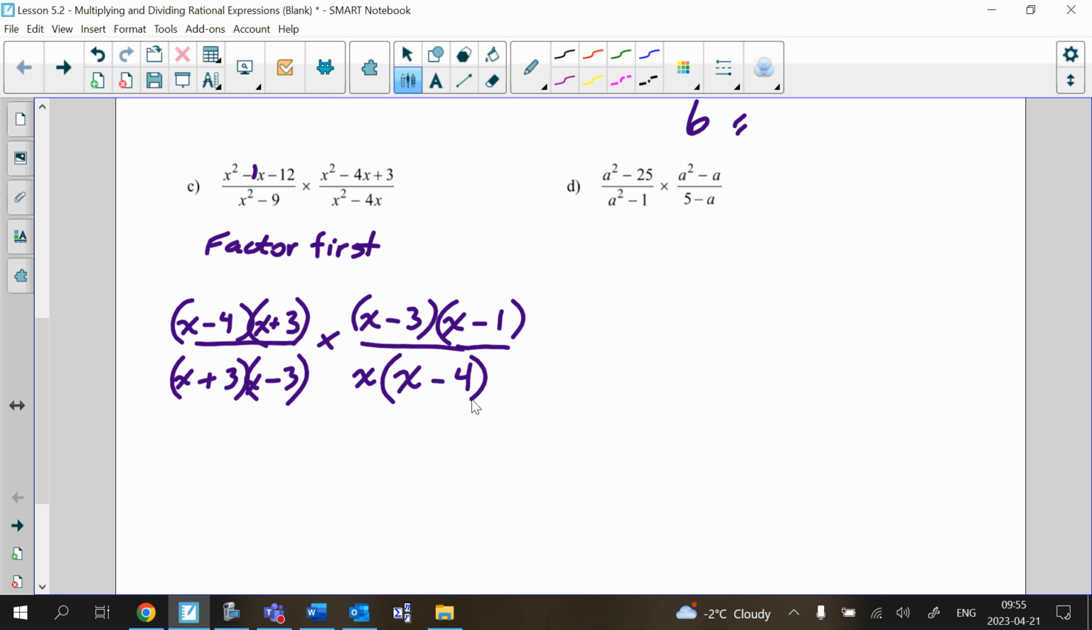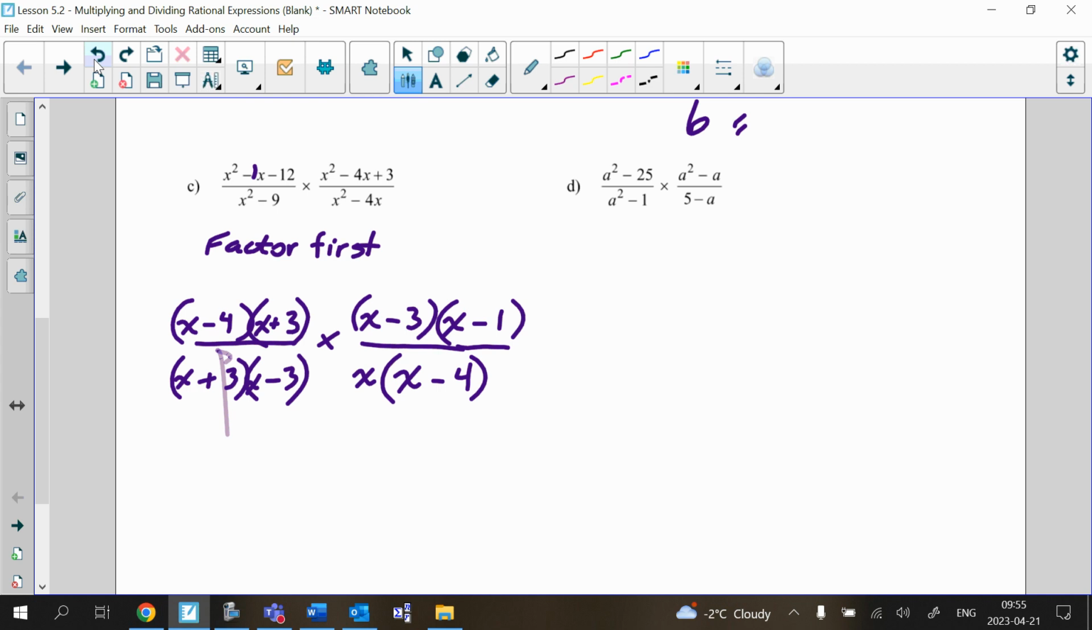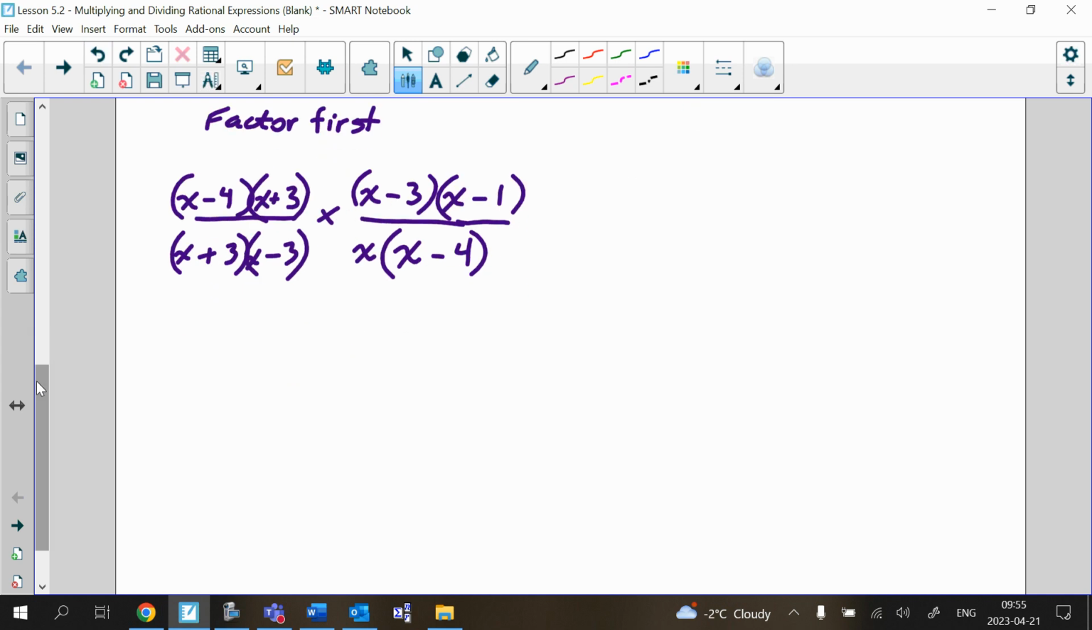Before we start reducing, before we start canceling things out, we need to state the restrictions, or state the NPVs. All the values of x that would make any of the denominators 0. So I'll go through each factor. What value of x would make this 0? What value of x would make this expression 0? So that's a restriction, a non-permissible value.